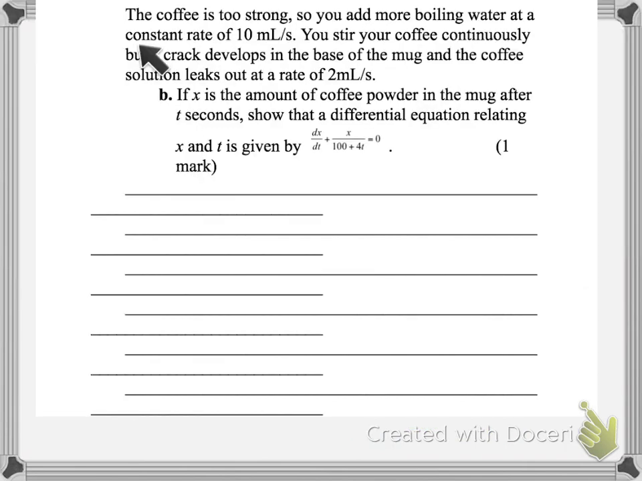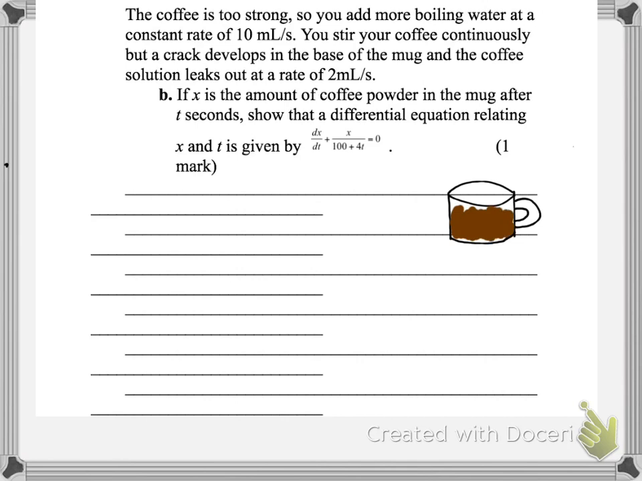So now we realize as we're drinking the coffee that it's too strong. And so we better go add a little bit more boiling water, and we're going to pour our water into our coffee at a rate of 10 mils per second. And of course we're going to stir it up to make sure it's continuously mixing. However, we've chosen the dodgy cup, and a crack develops in the base of the mug, and the coffee solution leaks out at a rate of 2 mils per second.